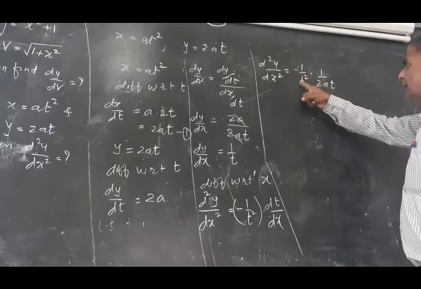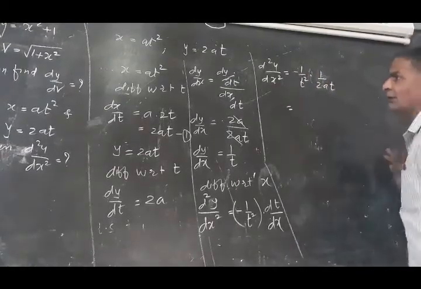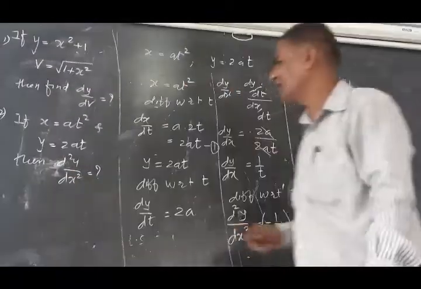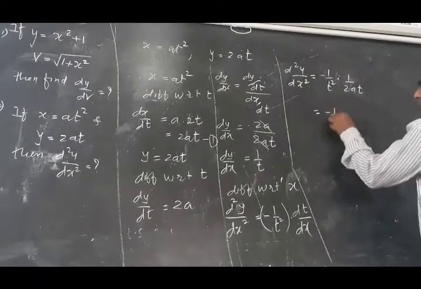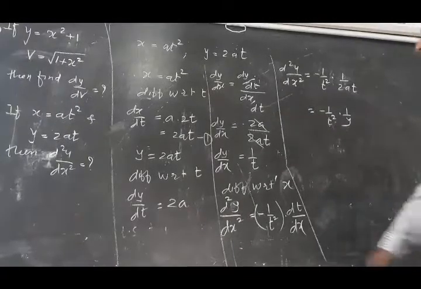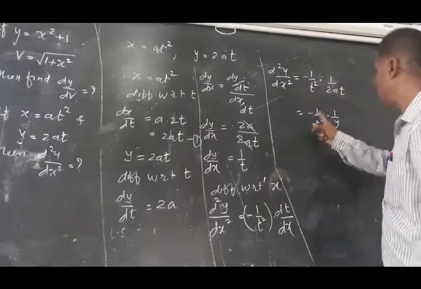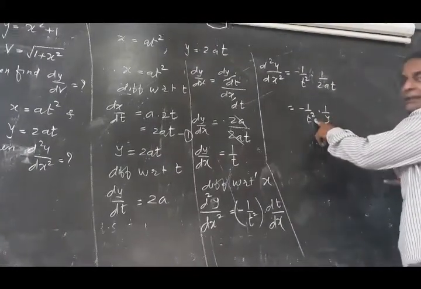Minus 1 upon t square into 1 upon 2at. Now what is here? 2at means what? 2at means y. Minus 1 upon t square into 1 upon y. What is 1 upon t square? 1 upon t means what? This one, dy upon dx. So 1 upon t square, dx upon dy.